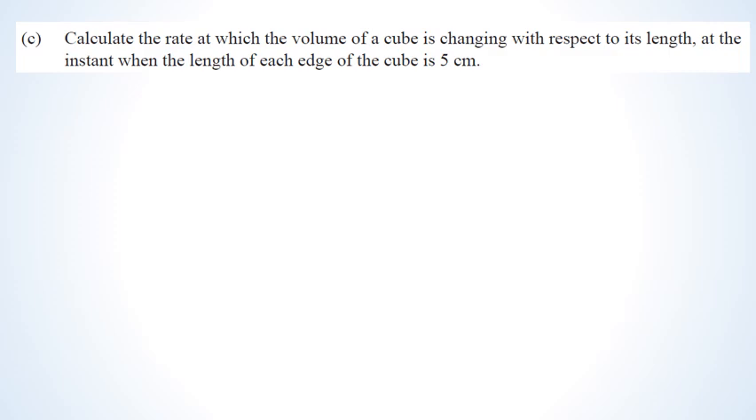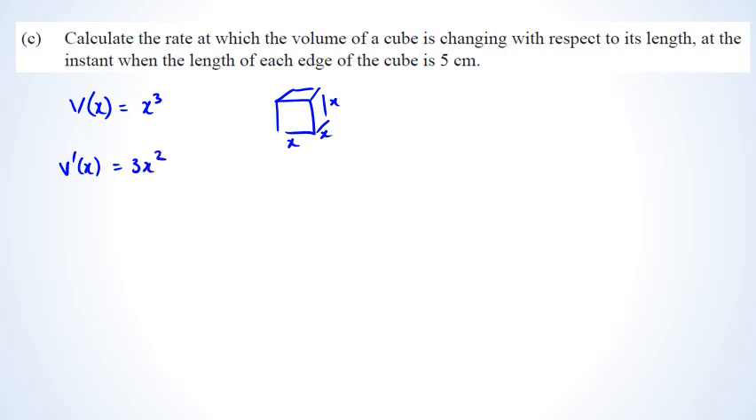Okay, so for this particular question, we've got: calculate the rate at which the volume of a cube is changing with respect to its length at an instant when the length of each edge of the cube is 5 centimeters. So the first thing we know is that the volume of a cube can be written as x cubed. Because if you think about it, you've got x, x, and x times x times x is x cubed. So that's our equation. We're trying to figure out the rate at which the volume is changing with respect to its length. So we can say that V dash of x equals 3x squared.